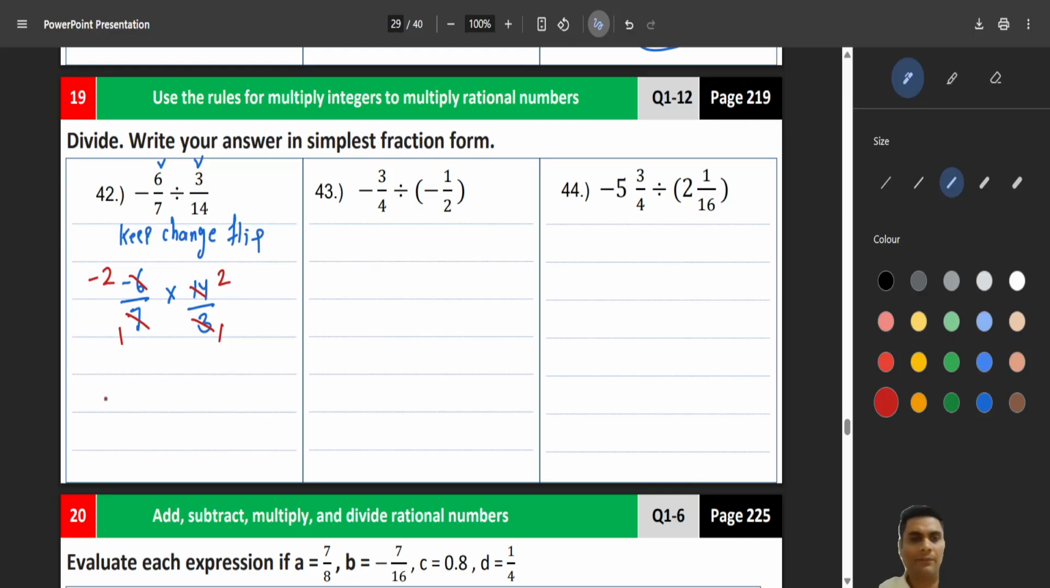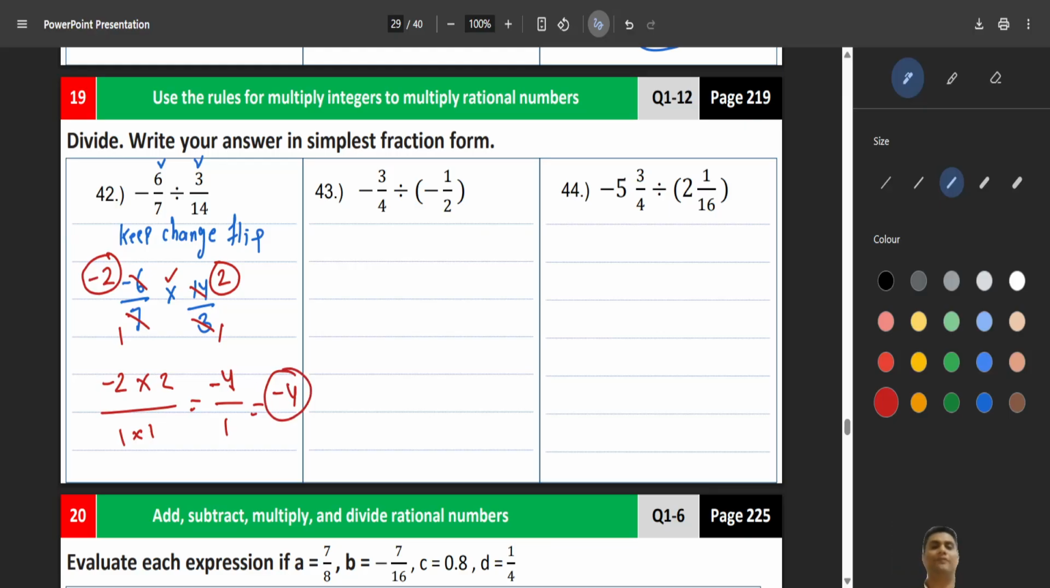Now what is left? Minus 2 times 2 and 1 times 1. 2 times 2, 4. Signs are different, so minus 4. 1 times 1, 1. If you are dividing anything by 1, you get the same result. So the answer is minus 4. If you divide any number by 1, you get the same answer. Okay, same number. Next question.